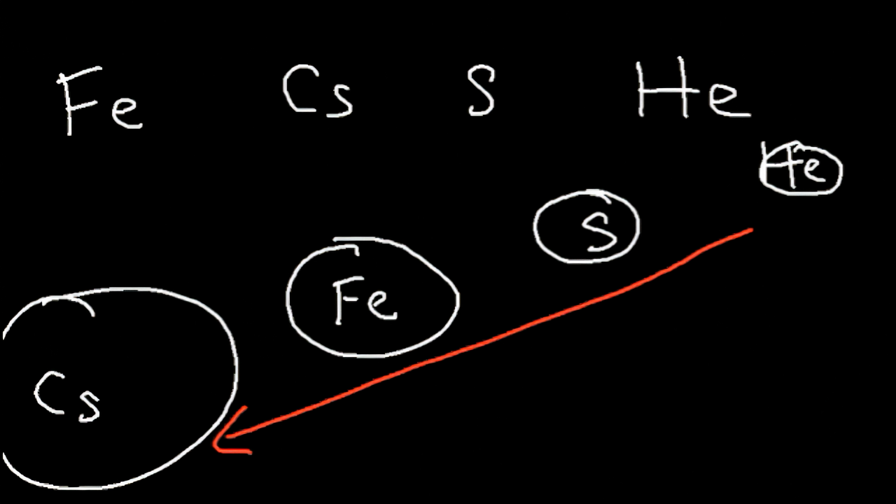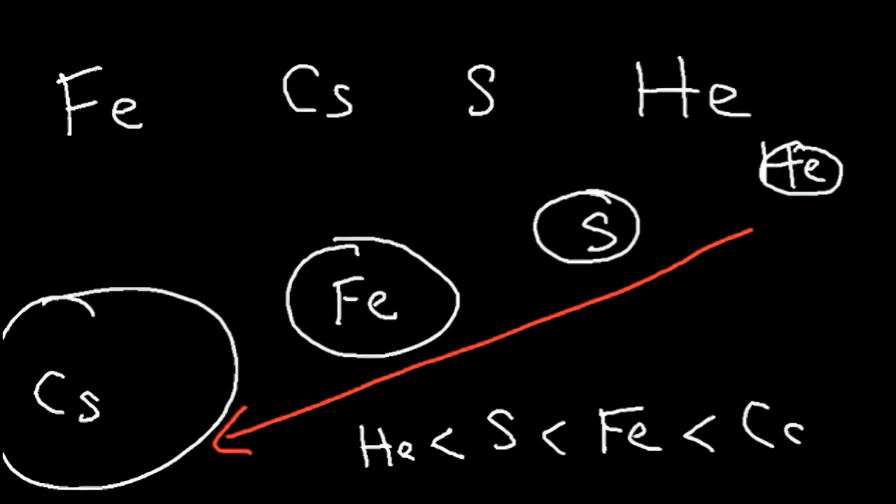So we wish to rank it in order of increase in atomic size. So that's from small to large. So helium is smaller than sulfur, and sulfur is smaller than Fe, and iron is smaller than an atom of cesium. So this is the answer.